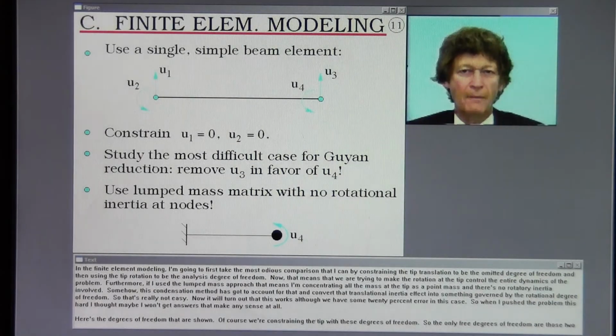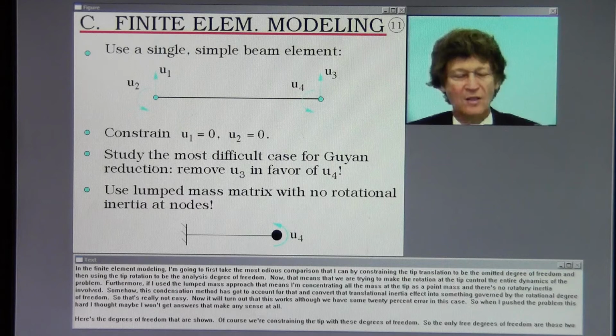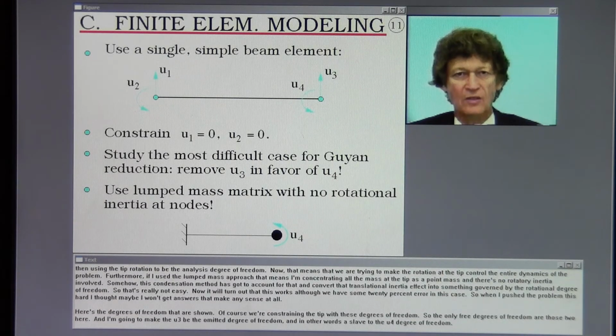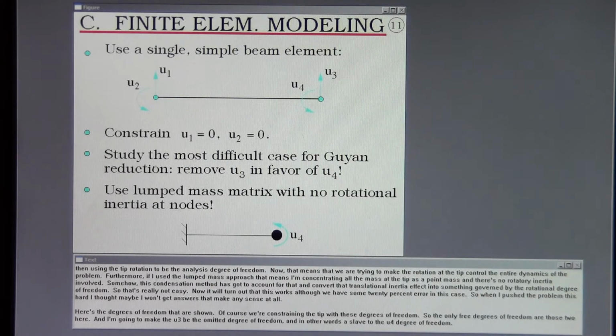In the finite element modeling, I'm going to first take the most odious comparison that I can by constraining the tip translation to be the omitted degree of freedom and then using the tip rotation to be the analysis degree of freedom. Now, that means that we are trying to make the rotation at the tip control the entire dynamics of the problem.